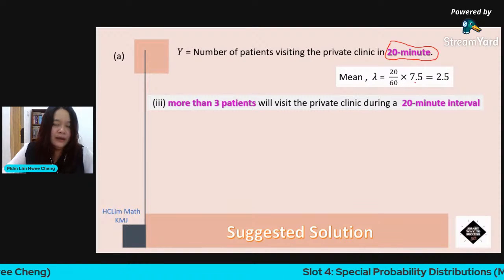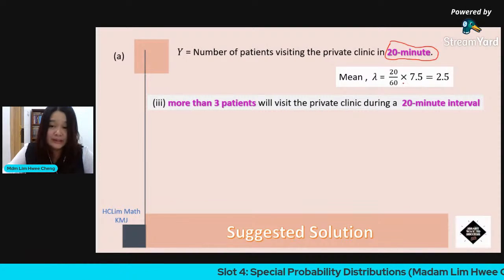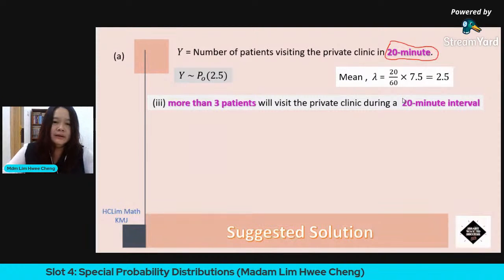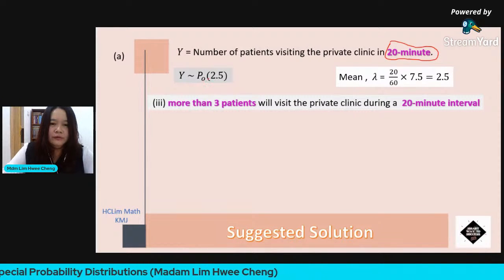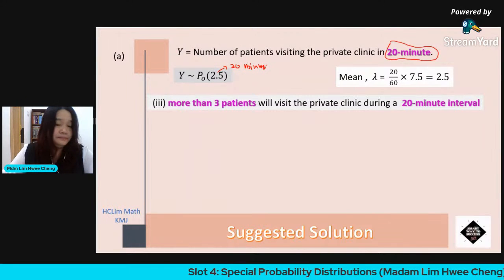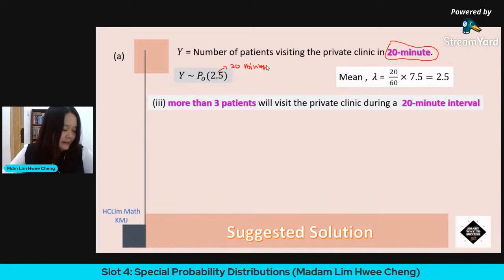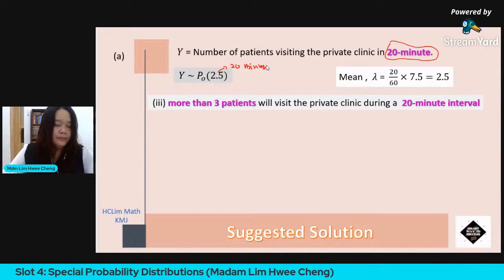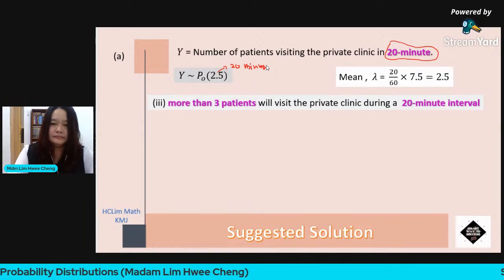Okay, 60 minutes, we have the 7.5. So, for 20 minutes, we only have 2.5. So, that means we have a Poisson distribution with the mean 2.5. This is for 20 minutes. Okay, so more than, besar.